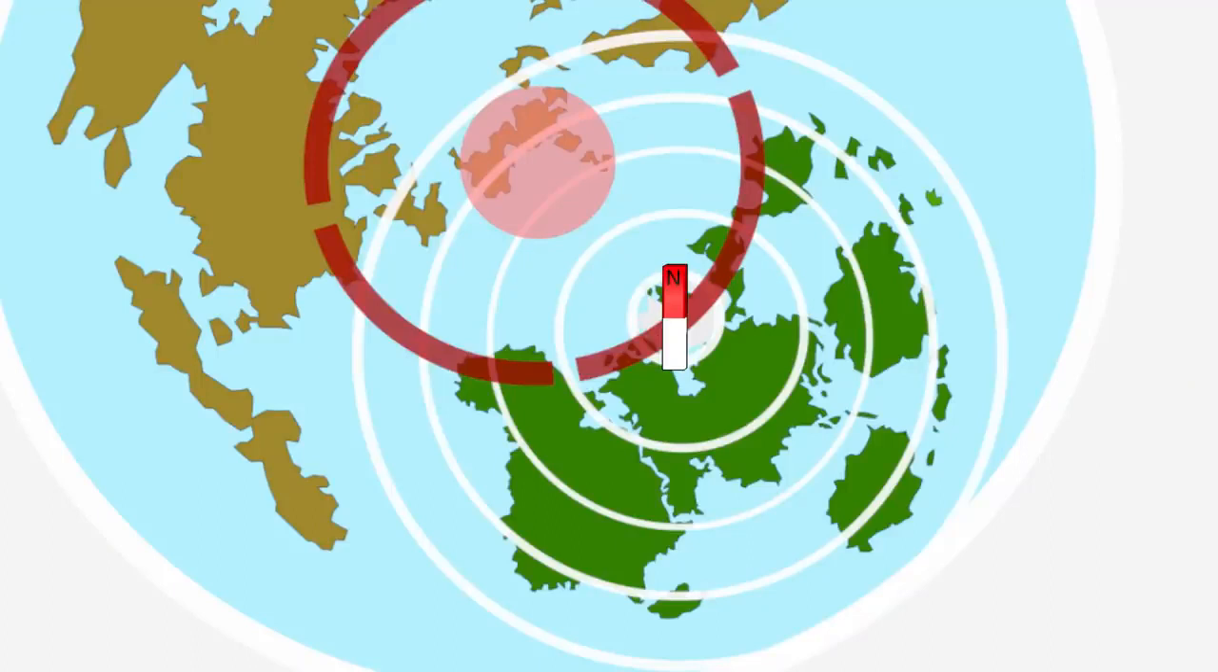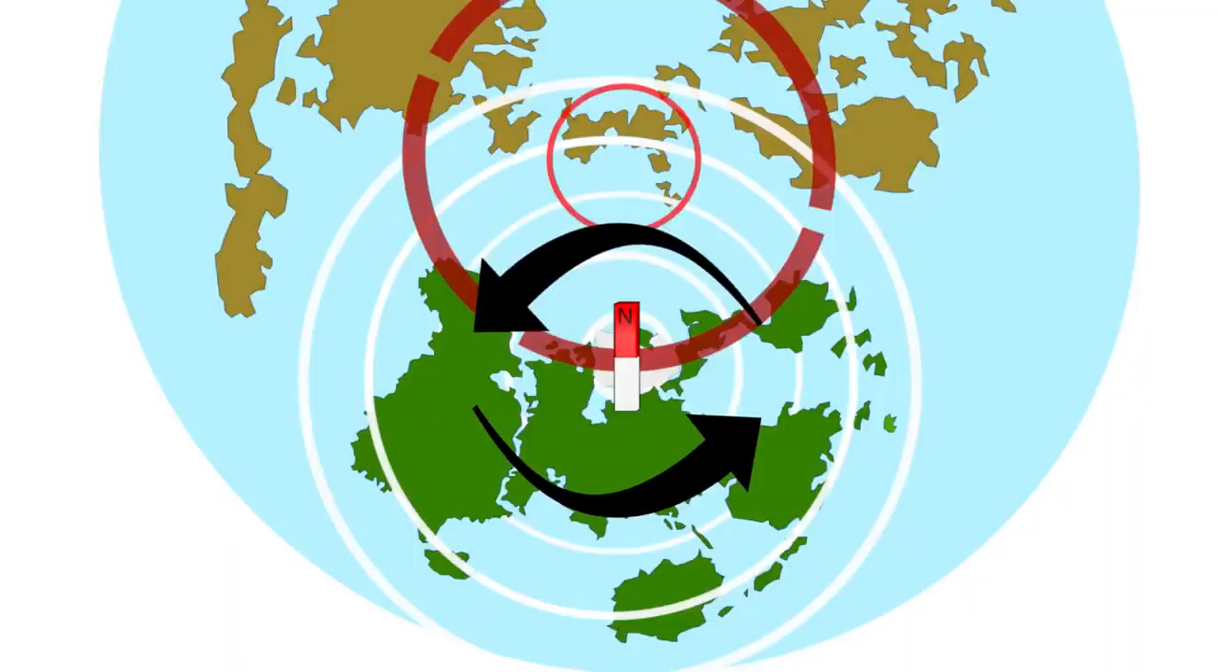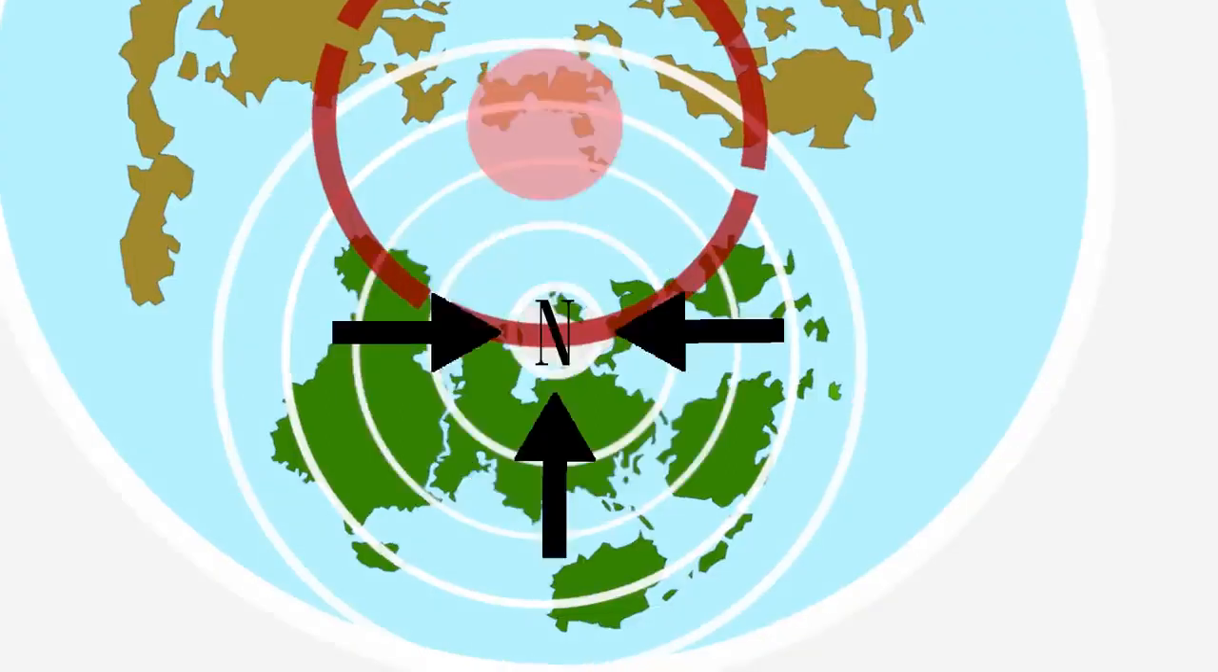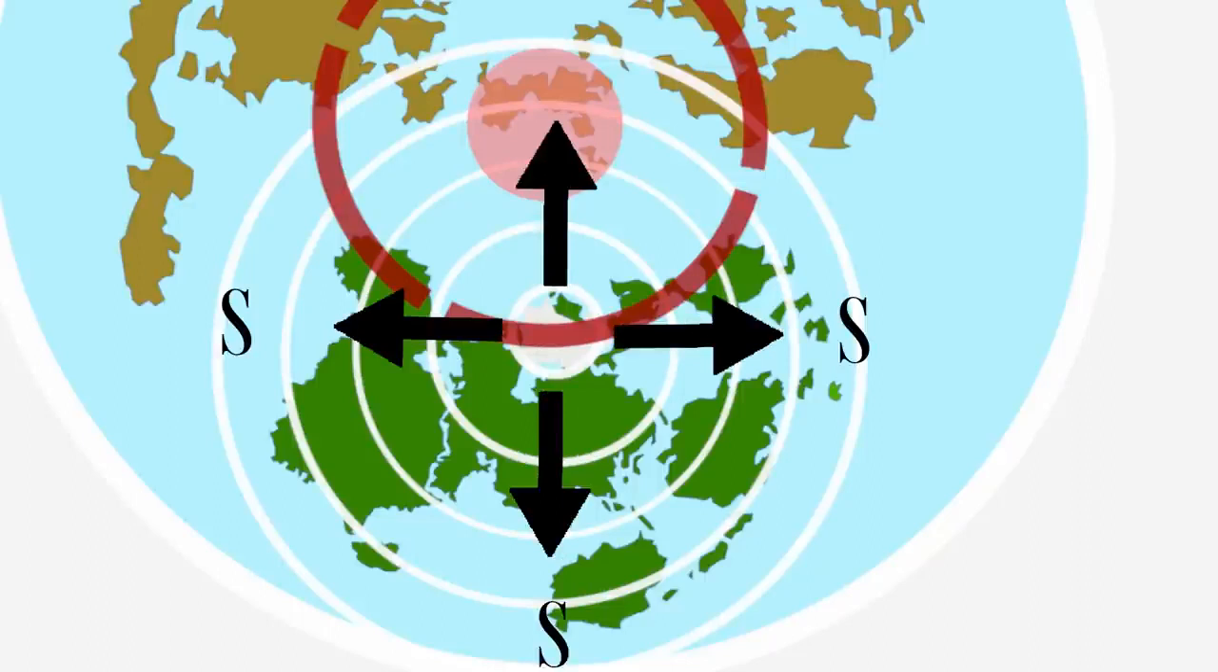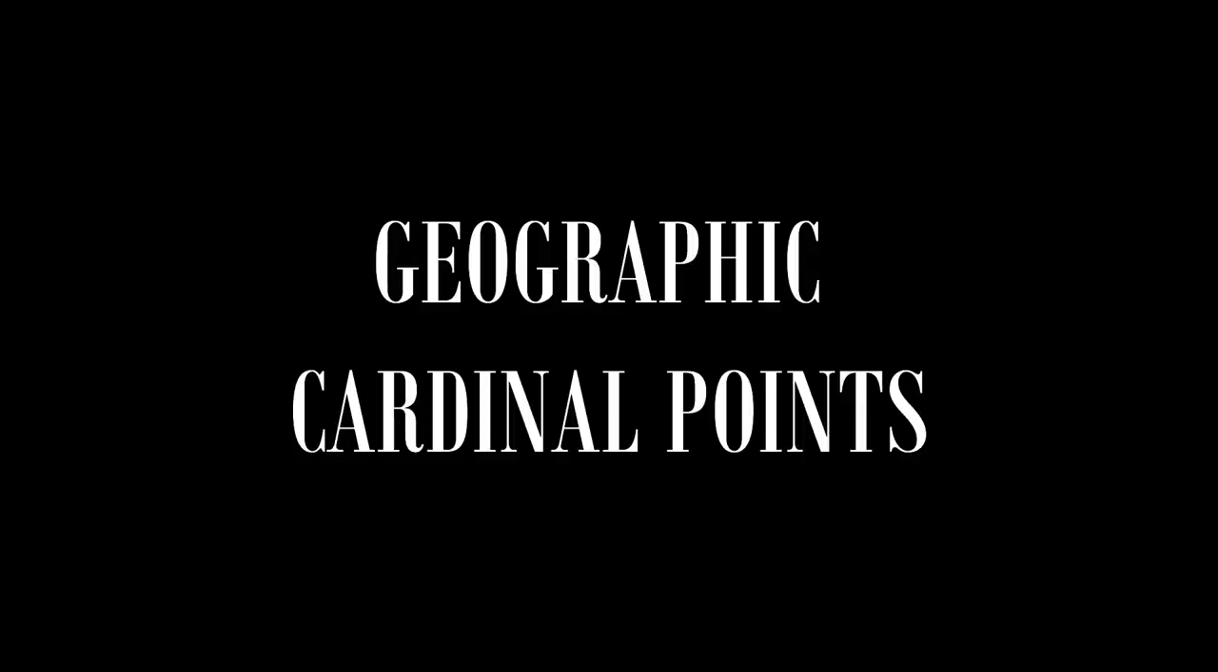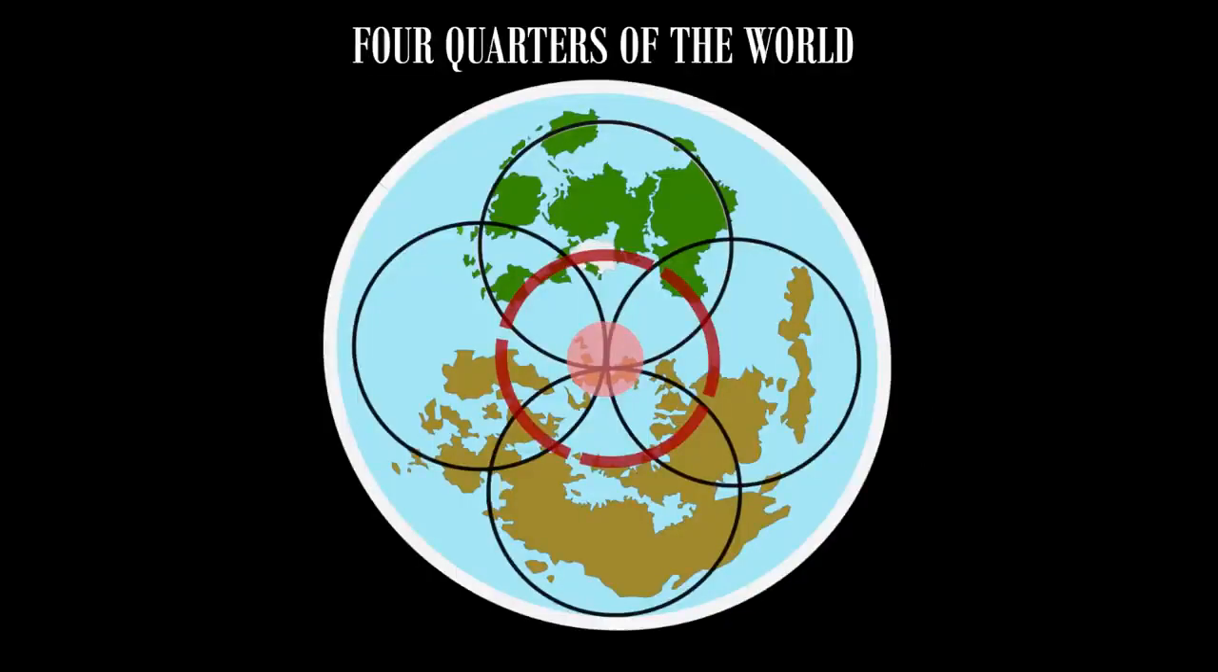That's why when we travel from west to east, we go in a circle, and when we travel north, we go towards the center, and when traveling south, we move directly away from the center. However, there also exist geographic cardinal points. And what do the scriptures have to say about this? It's right there in Enoch's reference to the four quarters of the world. Our magnetic field, according to Enoch, lies in the geographic north of the greater realm.